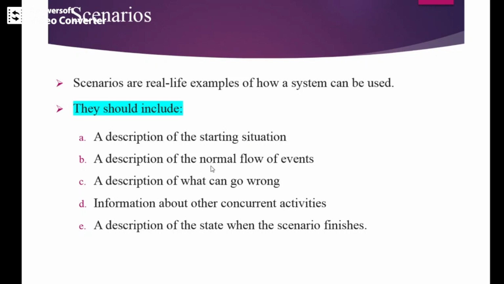Second one, a description of the normal flow of events. So you need to show the normal flow of events. Third one, a description of what exactly can go wrong. You also need to specify that. Then information about other concurrent activities, so at the same time, what other activities are running. Then a description of the state when the scenario finishes, so you explain the state of the system once the scenario finishes.